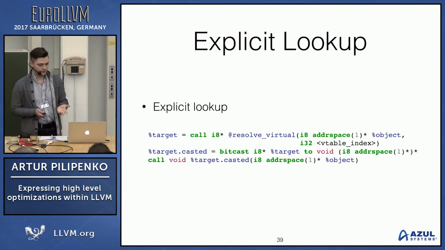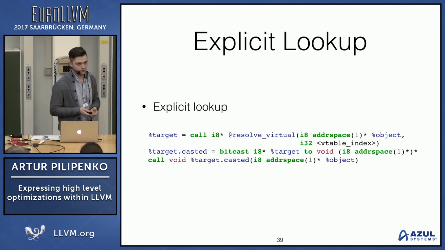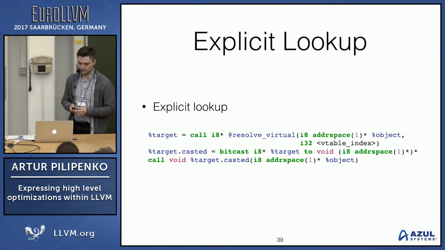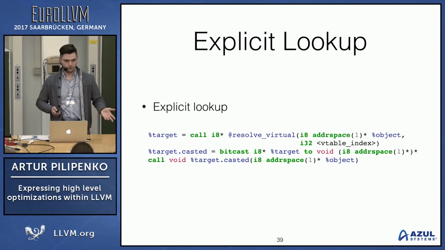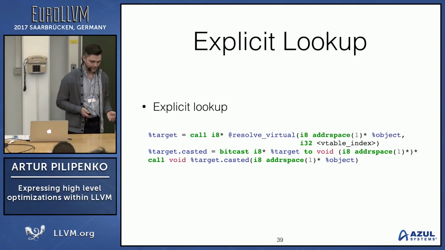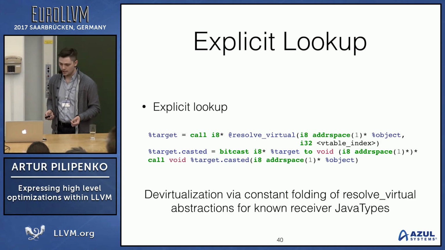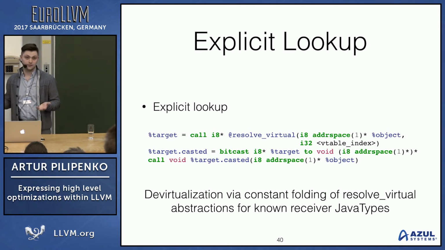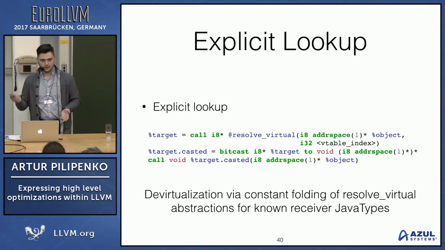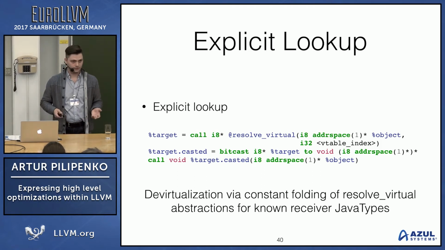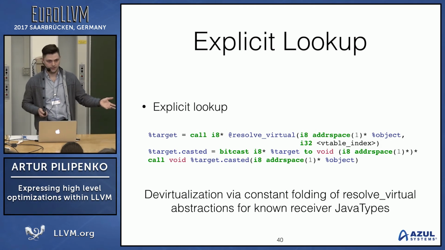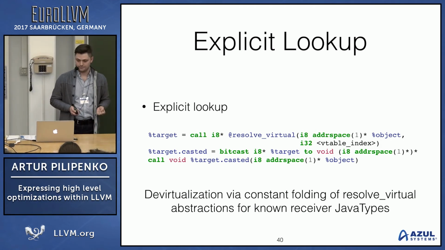That is how an explicit lookup looks. That's a simple version of an indirect call site. Resolve virtual is an abstraction here. It does a lookup of the target method, and then we have an indirect call on the result of it. And in order to devirtualize this call site, we need to do constant folding of resolve abstractions for known receiver types. So we have a pass which does it, looks for resolve calls, checks their Java types, and asks the VM if the VM knows the devirtualized target for such calls.